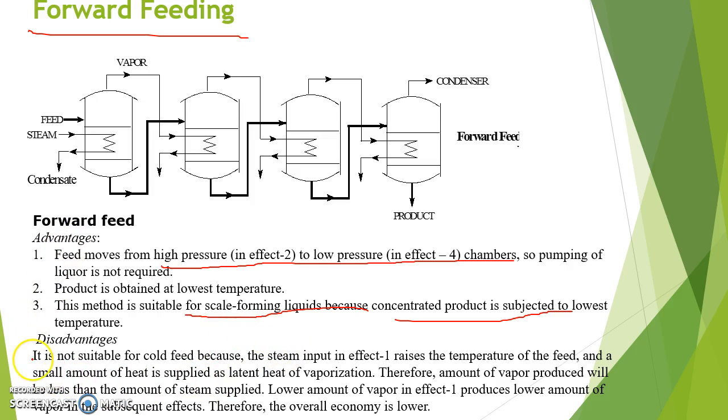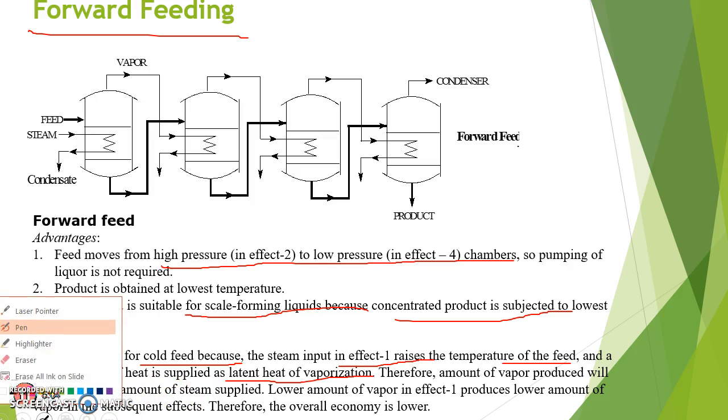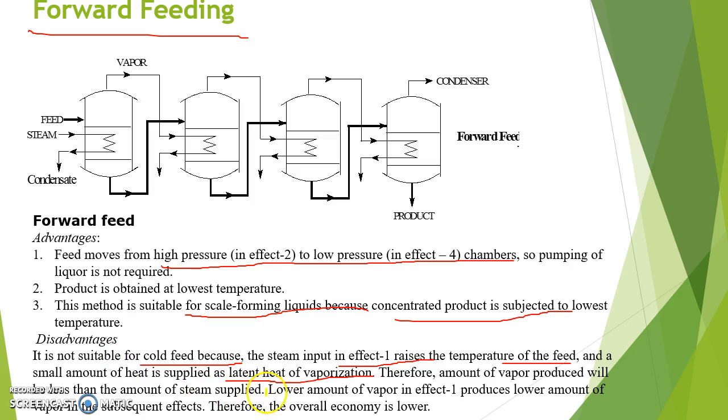Now, the disadvantage of this method is it is not suitable for cold feed because the steam input in effect 1 raises the temperature of the feed, and a small amount of heat is supplied as latent heat of vaporization. Therefore, the amount of vapor produced will be less than the amount of steam supplied. So a lower amount of vapor in effect 1 produces a lower amount of vapor in the subsequent effects. Therefore, the overall economy is lower.